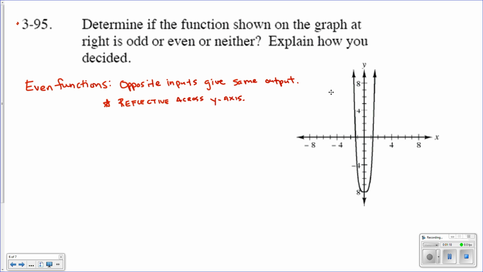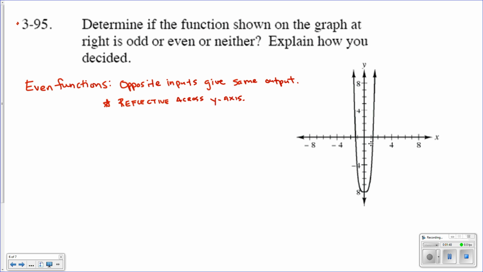So this graph here, I don't know what the equation is. All I know is that it comes down here and it goes back up. So I can see that the y-axis is a line of symmetry here on whatever the shape is. Kind of looks like a parabola, but it could be a different degree. But if we look here now, because I say opposite inputs give the same output, let's look at some inputs here. Let's choose the input of 1.